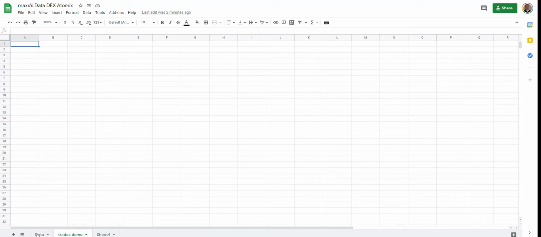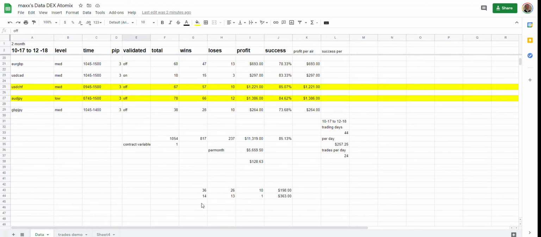We go back to our data page. 28 to 7. 12 to 4. You see? So in this particular case, more trades made the process happen.